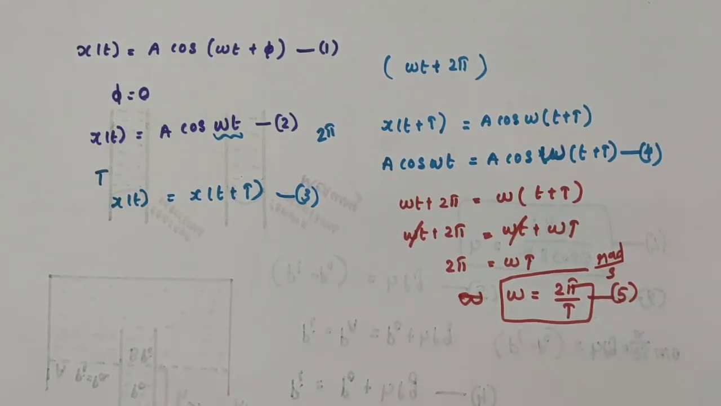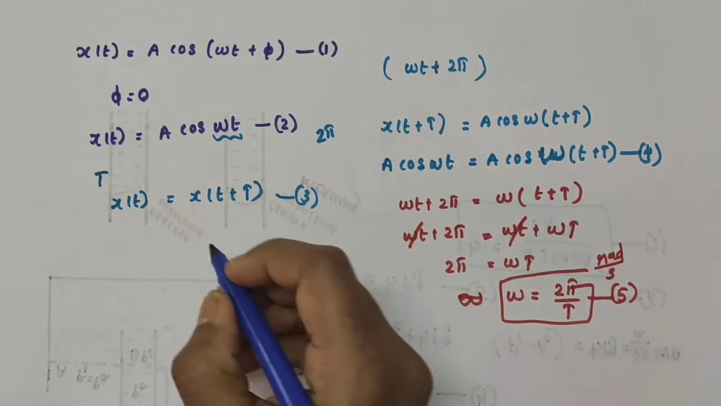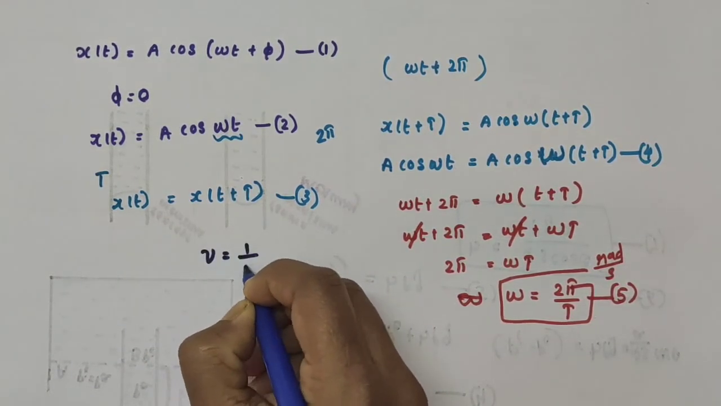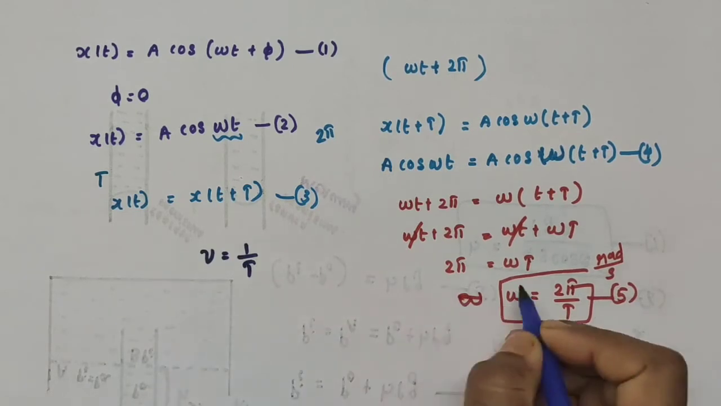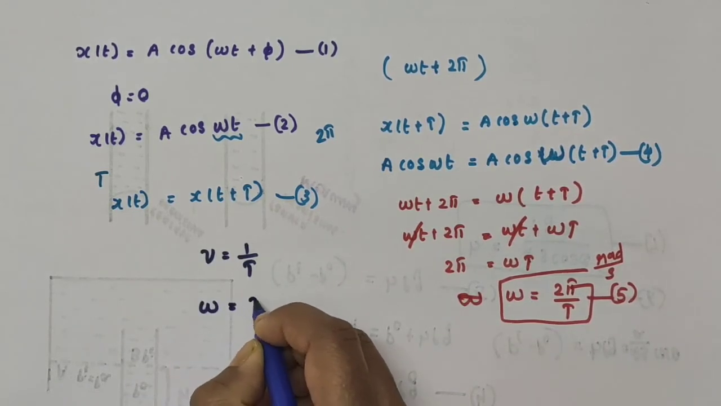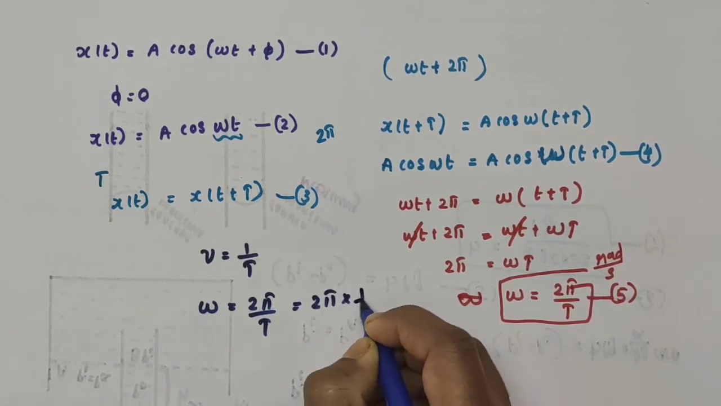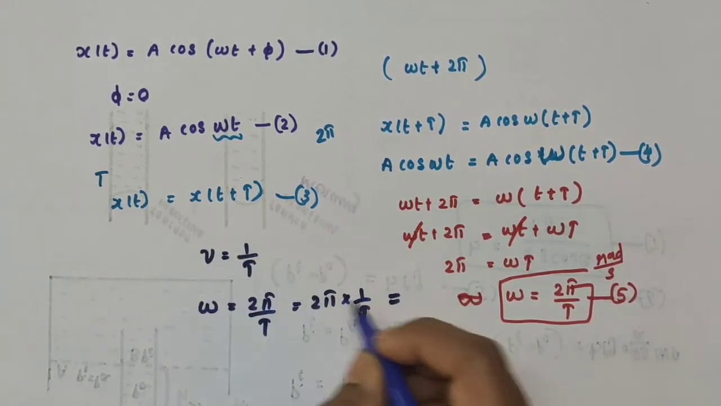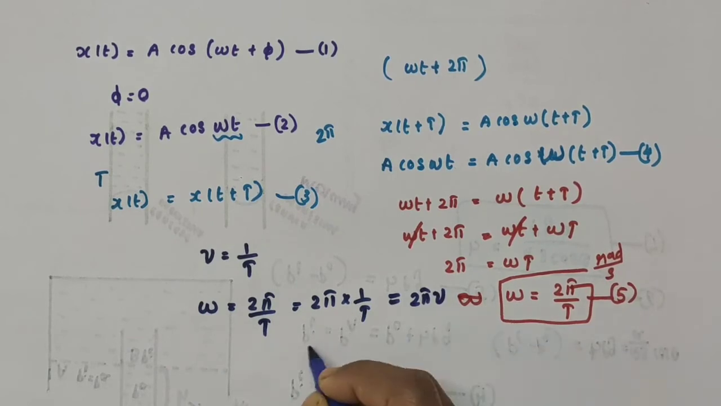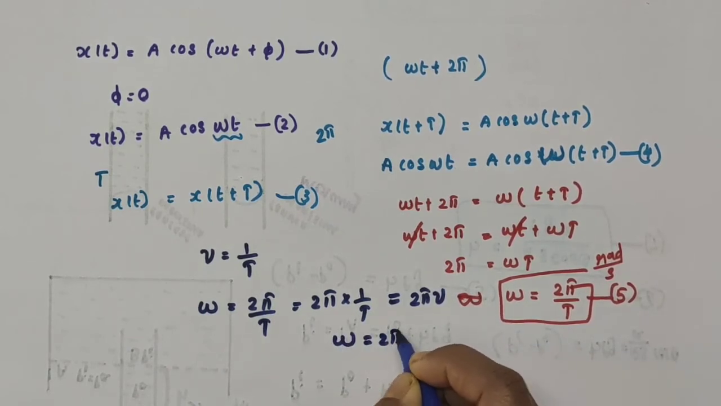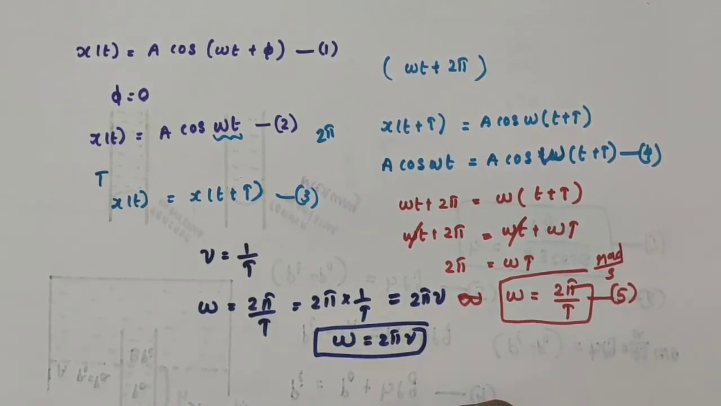Now you see, for the frequency of oscillations, we have nu as 1 by time period. So from equation number 5, we have omega is equal to 2 pi by T, that is 2 pi into 1 by T. What is this 1 by T? Nu. So we can write it as 2 pi into nu. That is omega is equal to 2 pi nu. That is, omega is 2 pi times the frequency of oscillation.